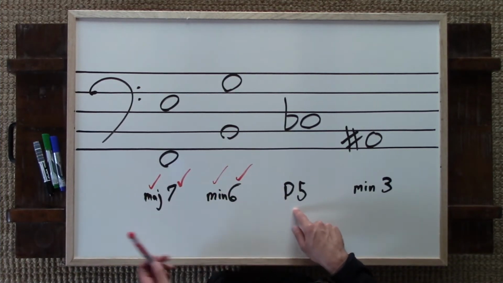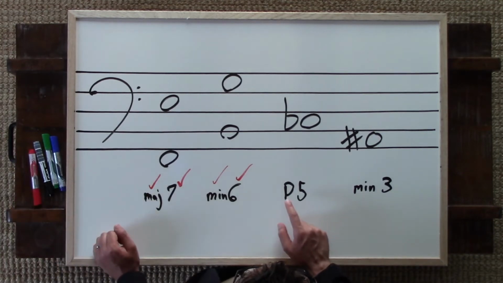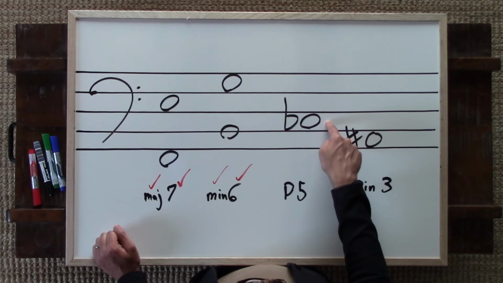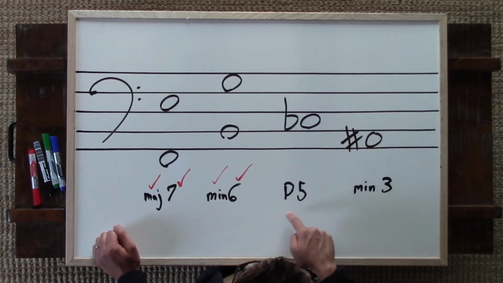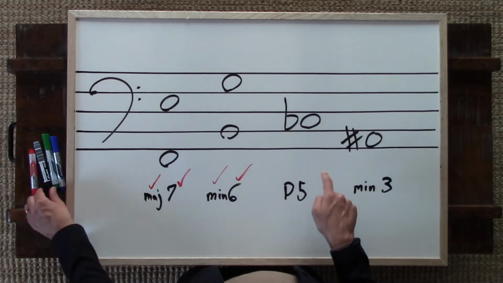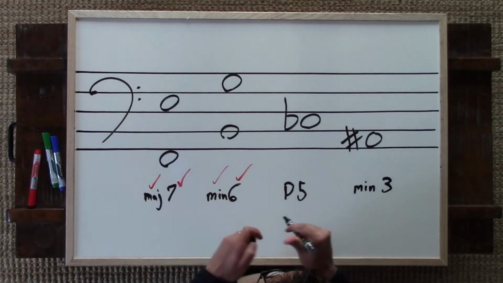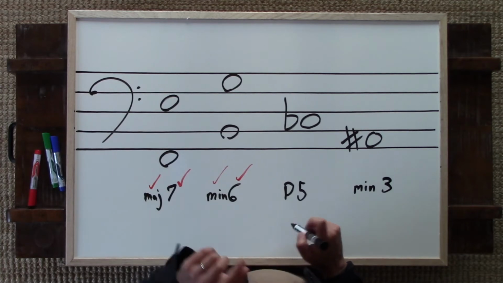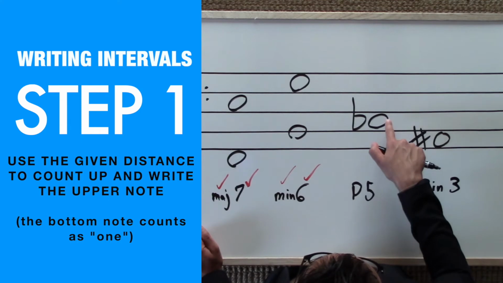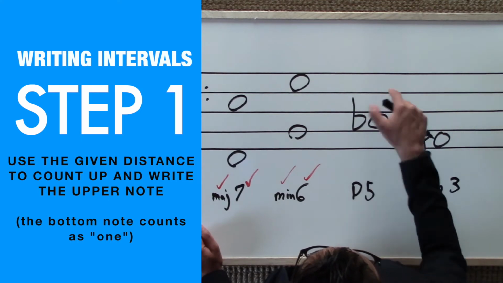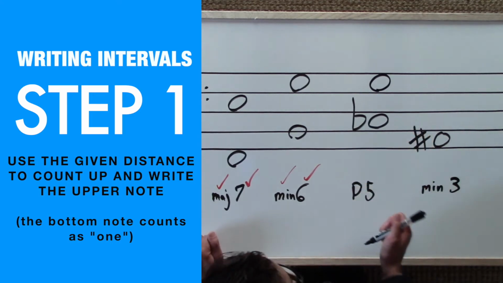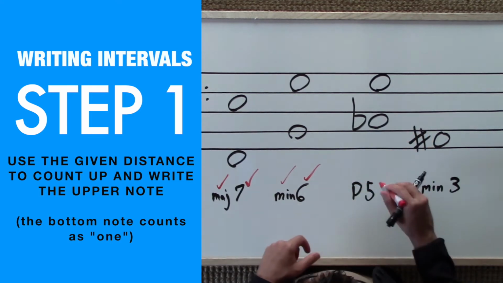Next one. This one's going to be tough. We have a C flat, which is a note you might not often see, and we've been asked to write a perfect fifth. So let's keep doing the steps and first figure out the distance. So let's write a fifth above C. C is number 1. 1, 2, 3, 4, 5.